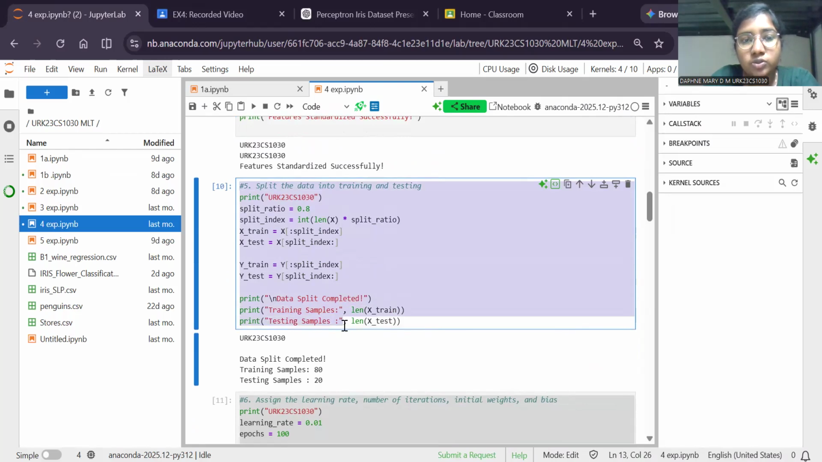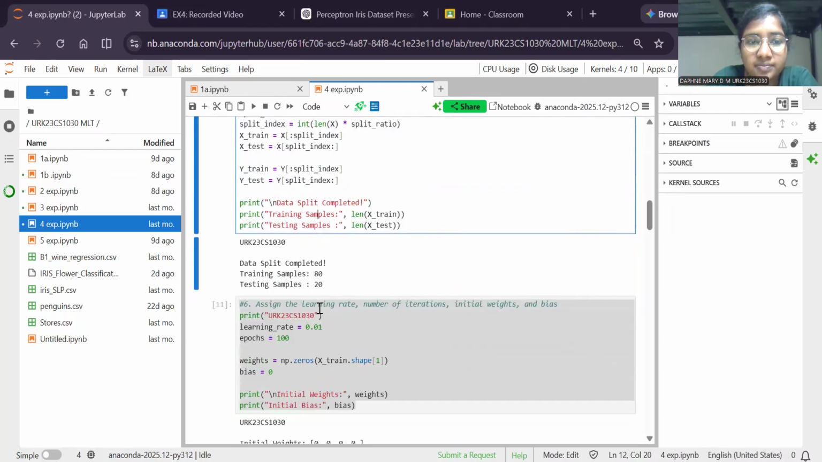The fifth step is the train test split. Now we split the dataset into 80% training data and 20% testing data. Training data is used to train the model and testing data is used to evaluate its performance.